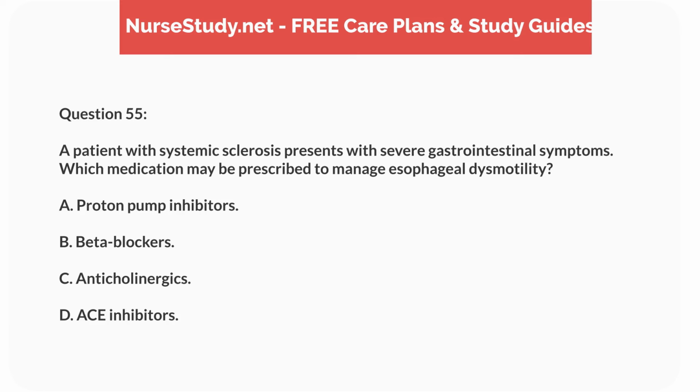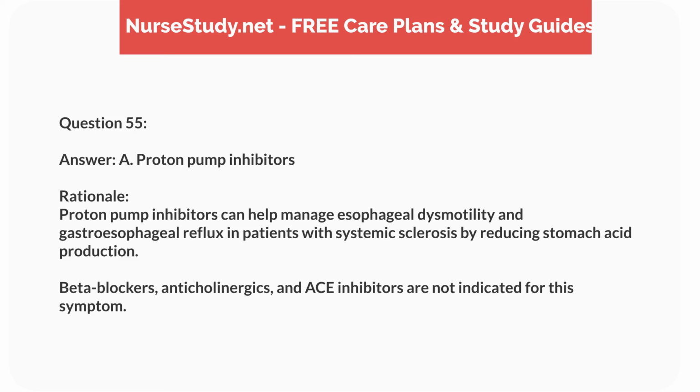Anticholinergics. D. ACE inhibitors. Answer: A. Proton pump inhibitors. Rationale: proton pump inhibitors can help manage esophageal dysmotility and gastroesophageal reflux in patients with systemic sclerosis by reducing stomach acid production. Beta blockers, anticholinergics, and ACE inhibitors are not indicated for this symptom.